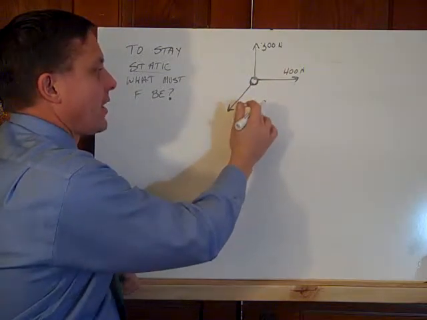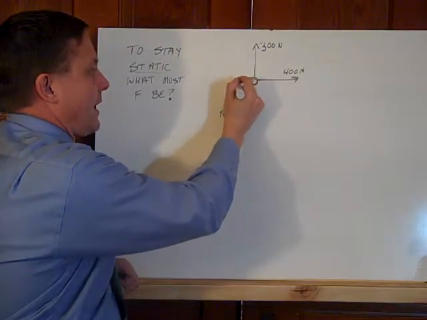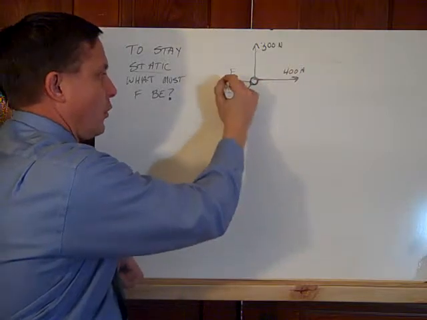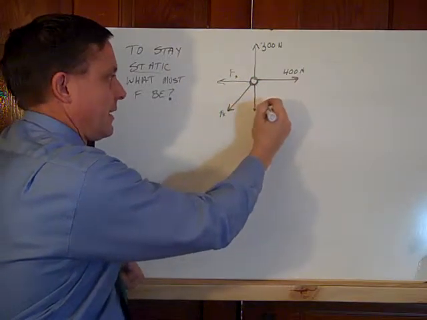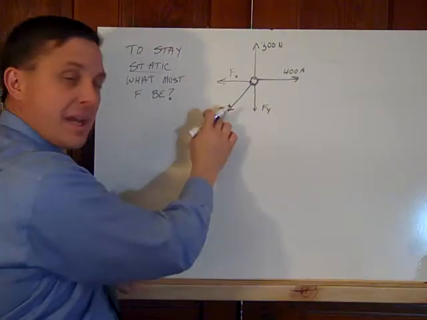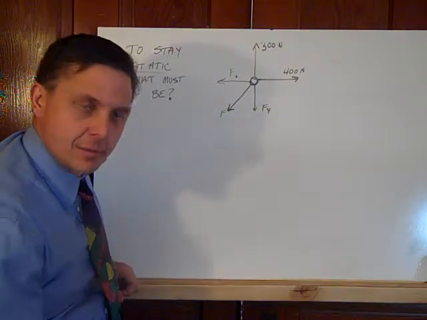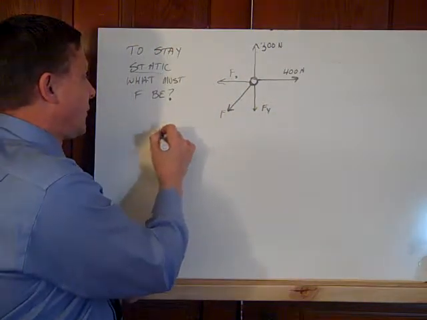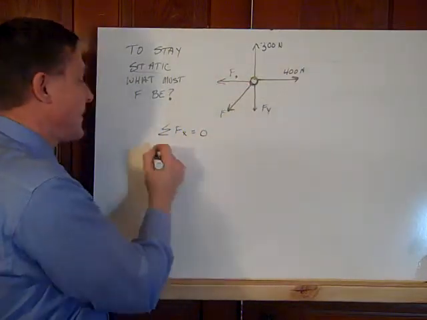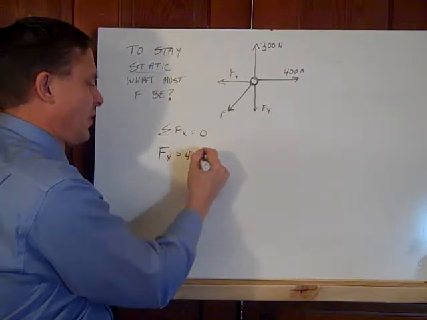So the first thing I'm going to do is break F down. I'm not going to leave this as F. I'm going to move the F here. I know I'm going to have an F of x portion, and an F of y portion. Alright, I can break my force into those two components. That makes my life a whole lot easier, because then I can say the sum of the forces in the x direction equals 0. We can tell by observation that F of x has to be 400 newtons.